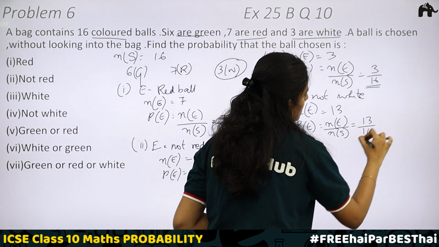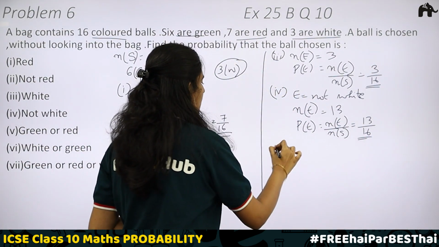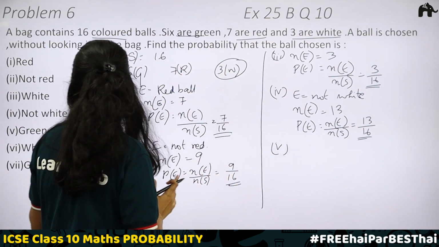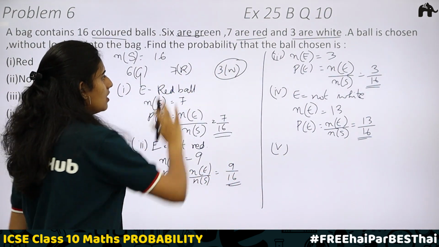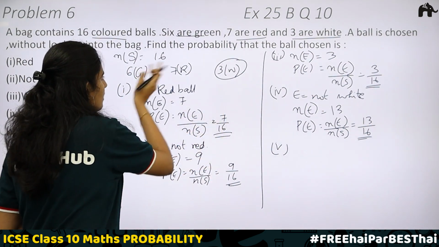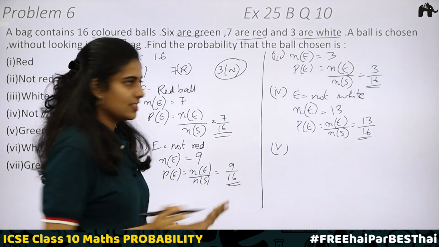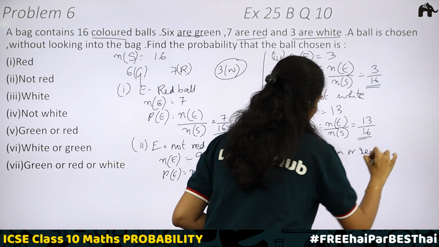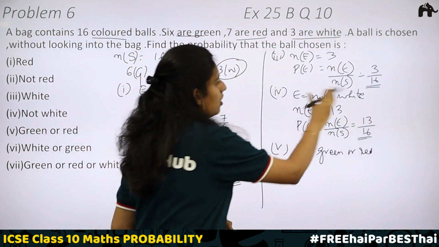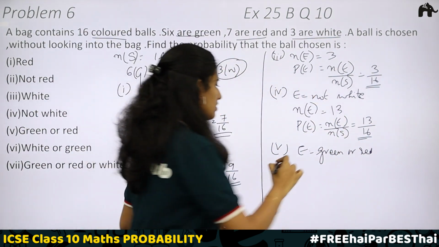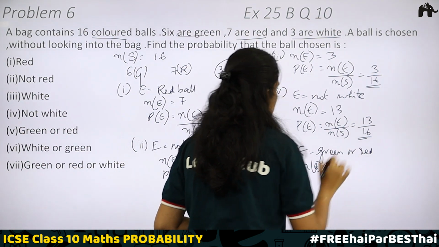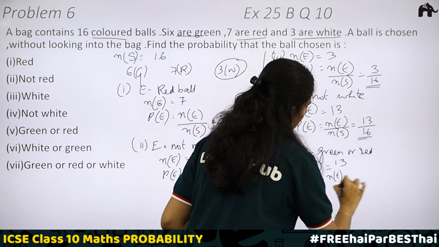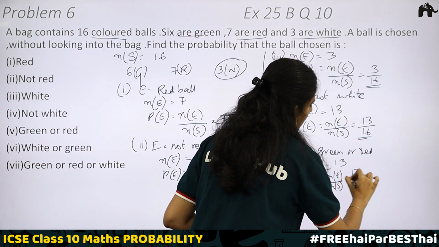Probability of the event will be number of outcomes favorable to the event divided by total number of outcomes, 13 divided by 16. Okay. Next, the fifth one, green or red. Green or red is an event which means except white, you can either take green or you can take red. The same answer you will be getting. Here the event is green or red, and not white. Both mean the same thing. So here N of E is equal to 6 plus 7, which is 13. And the probability of the event will be N of E divided by N of S. That is 13 by 16.